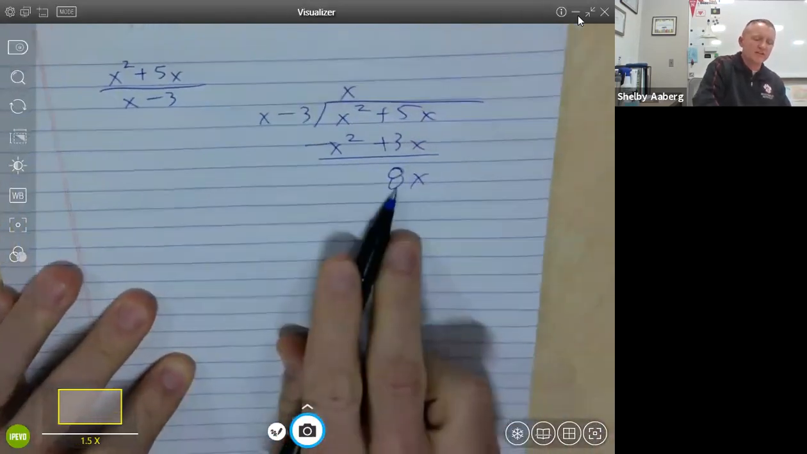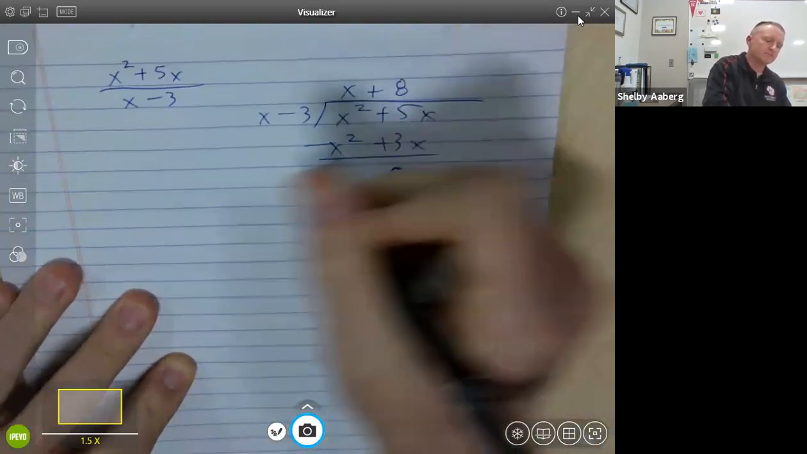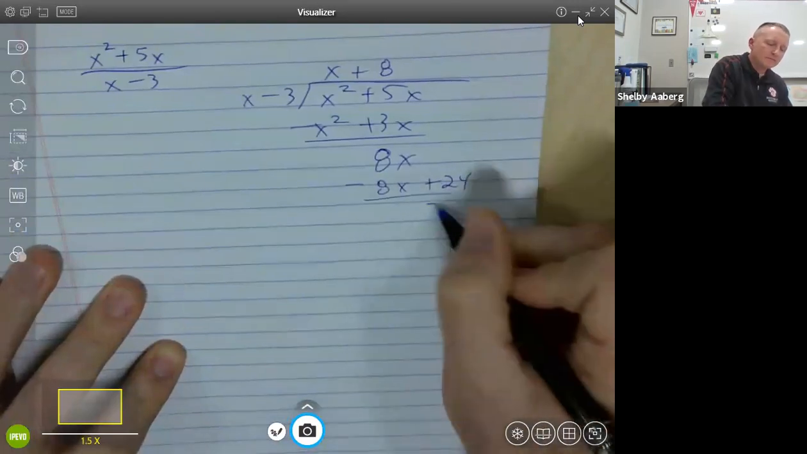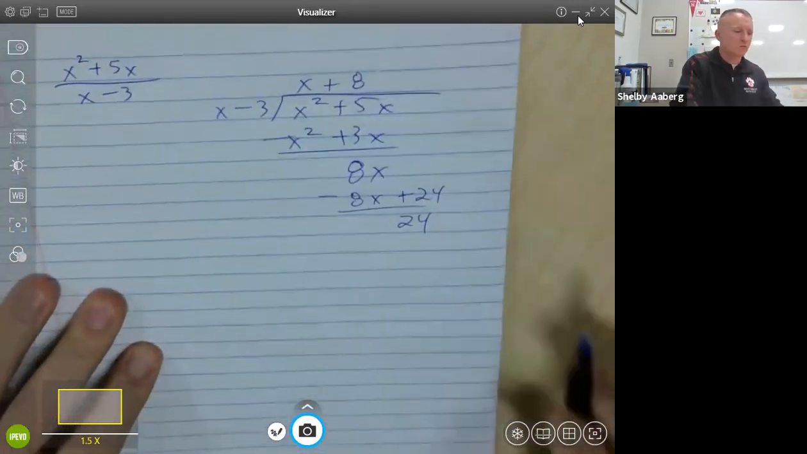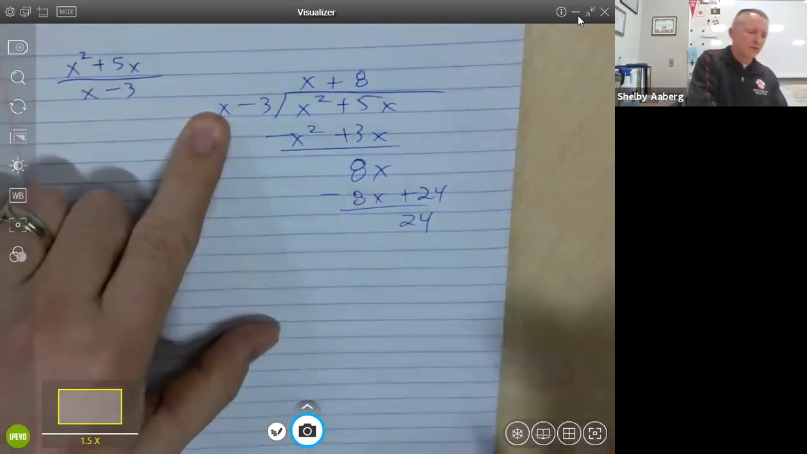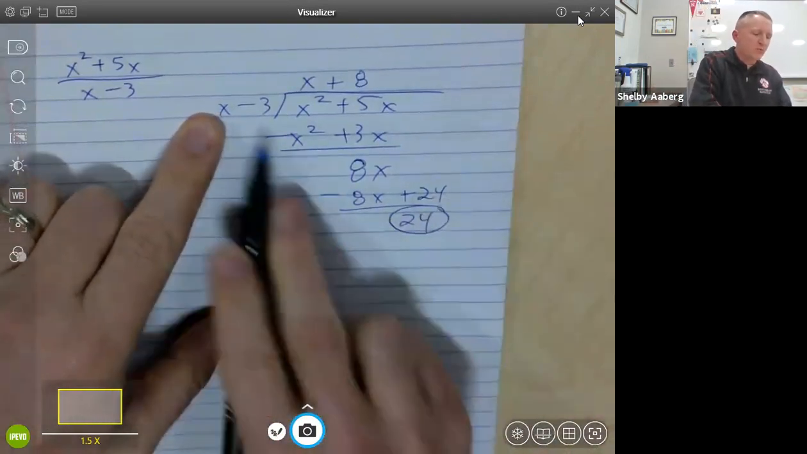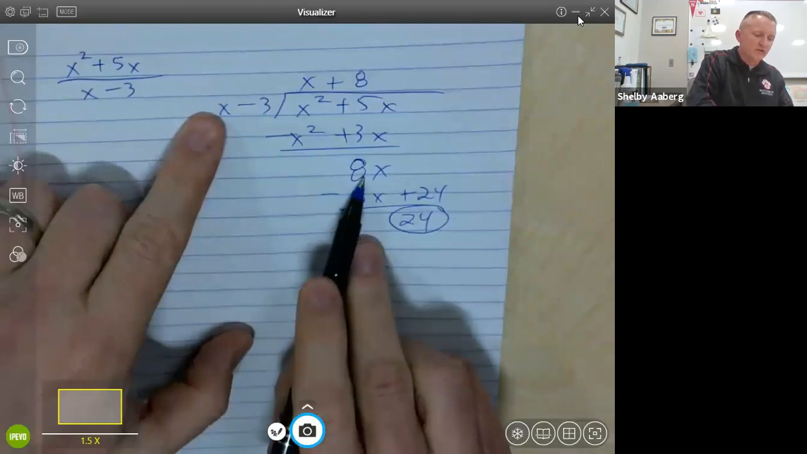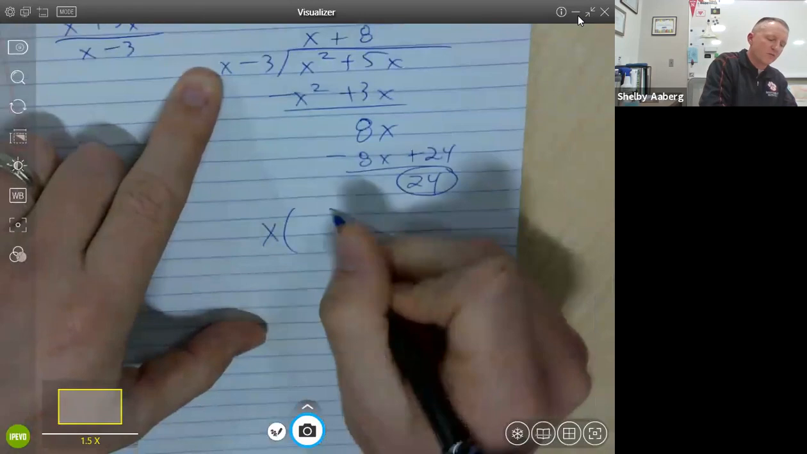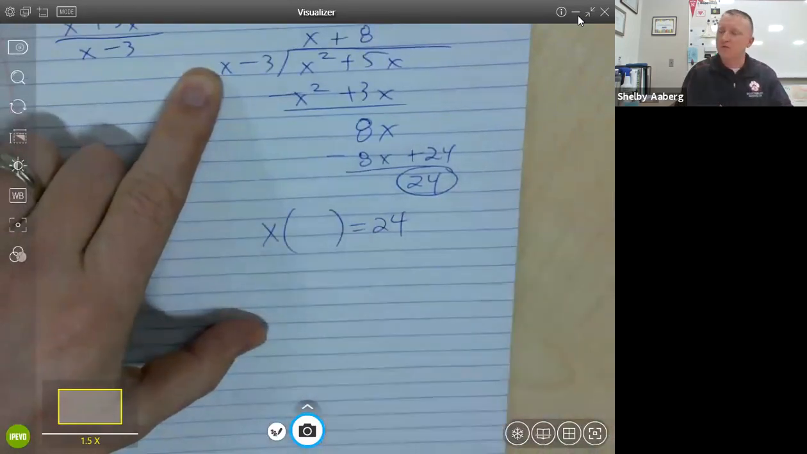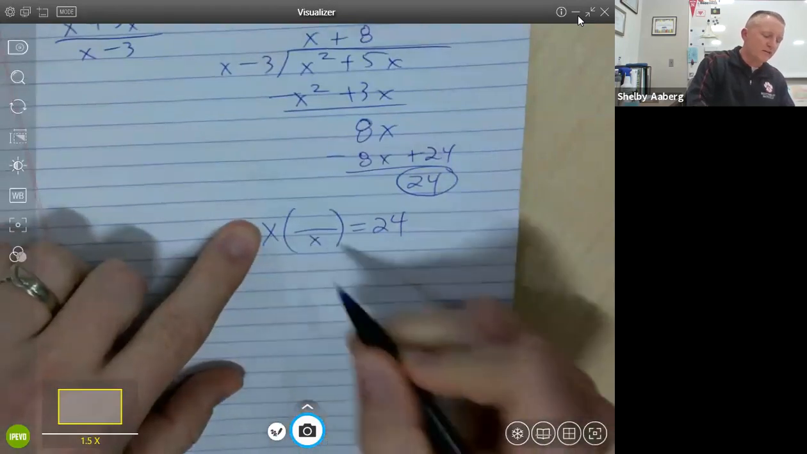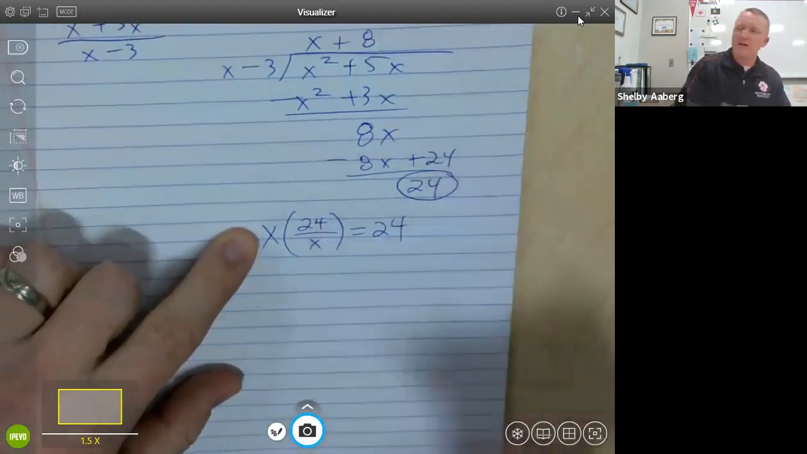What times x generates 8x? Distribute. Additive opposites. Now the question becomes, what goes here? The kid says, I don't know when to stop. Well, think about it. How many groupings of x are in 8x? There's 8 of those. How many groupings of x are in 24? What mystery number multiplied by x would result in 24? We need a ratio of 1 here to get rid of that x, so we would need 24 in the numerator.